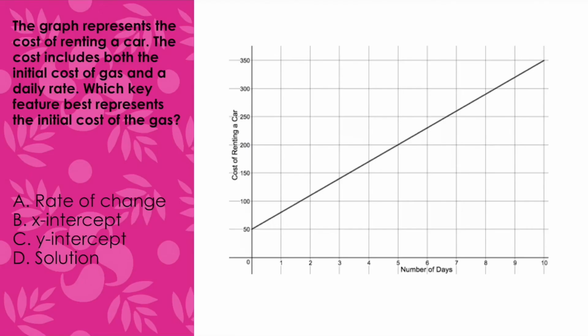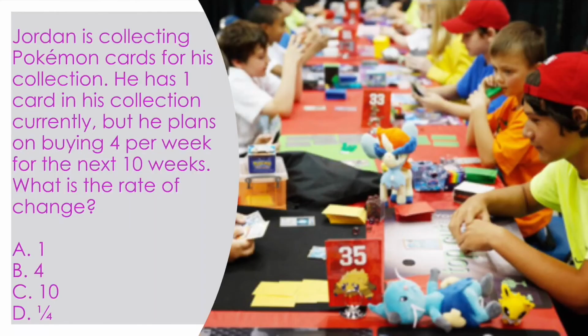Next up, the graph represents the cost of renting a car. The cost includes both the initial cost of gas and a daily rate. Which key feature best represents the initial cost of the gas? So the initial cost is when we haven't driven the car at all. And where is that located? At the y-intercept. Good.